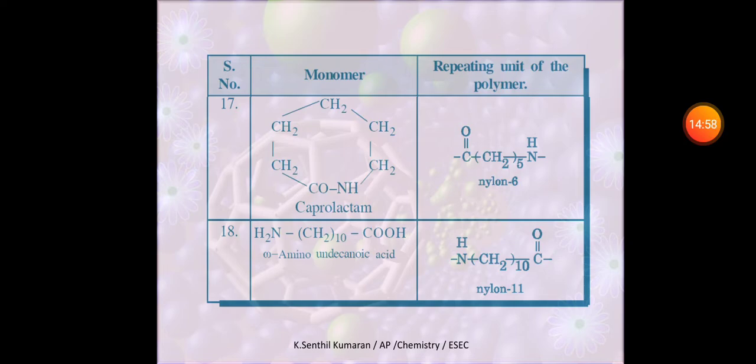Then another polymer is nylon 6. Here there are 6 carbon atoms. The monomer required for the formation of nylon 6 is caprolactam. So caprolactam polymerized to form nylon 6 with the addition polymerization process.